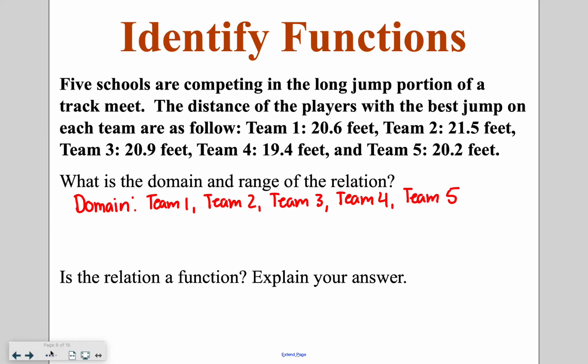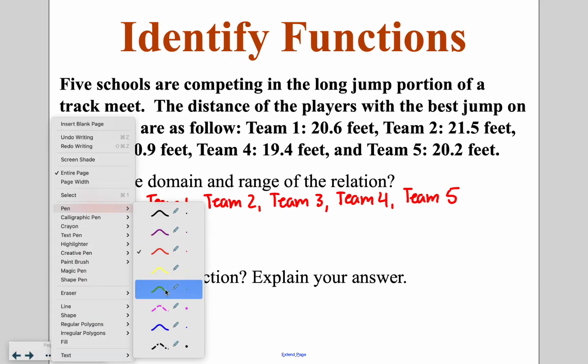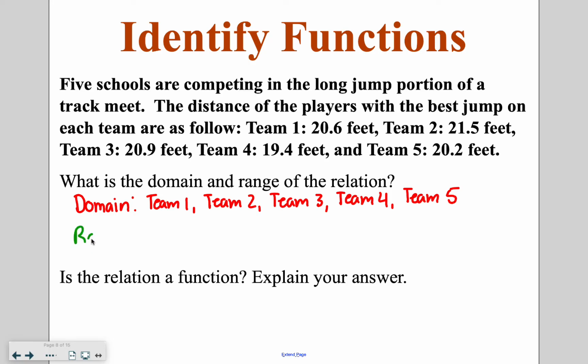Remembering, when we are listing domain and range, we want them to be in numerical order, which in this case it was to start. Then when we look at the range, again, I need to look at them in numerical order. So I want to start out with the smallest value, which is 19.4. The next biggest value is 20.2. Then we have 20.6, 20.9, and finally 21.5. So we list out those numbers for the y values, the results, in order.